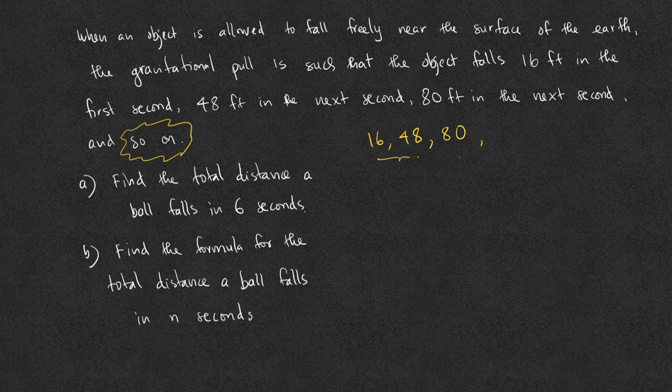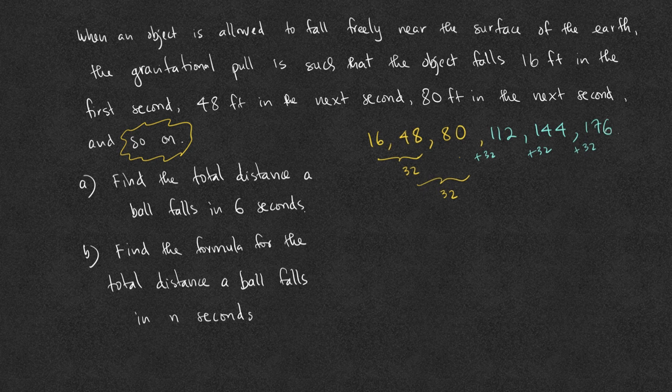16 to 48, the difference is 32. 48 to 80, the difference is 80 minus 48, or 32. And so following this pattern, the next one has to be 80 plus 32, or 112. And then we add 32 to this to get the next number. 112 plus 32 is 144. And similarly, we add 32 to get 176.